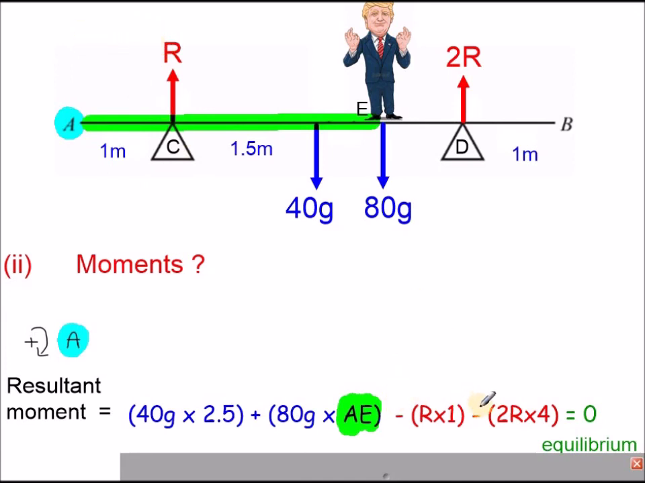Both R and 2R are pointing upwards, and the upwards forces create an anti-clockwise rotation, so they are both negative. So R times 1 there, and 2R times this distance, which is 4 meters. It's the 5 meters, the length of the rod, minus 1 meter. And all of that equals 0, the resultant moment, because of equilibrium.